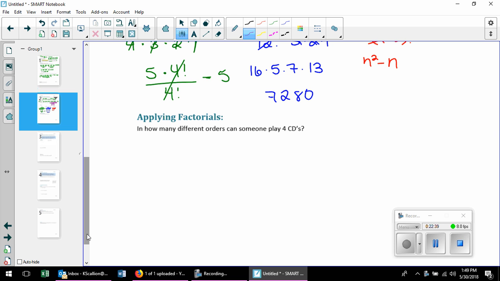All right. How many different orders can someone play 4 CDs? 24 ways. Because if we play 4 CDs, my first option is I have 4 CDs to play first. And then once I play that CD, it's gone. And now I've got 3, 2, 1.